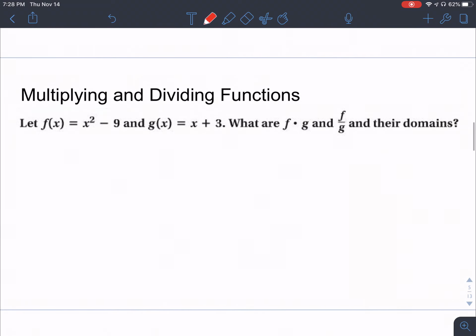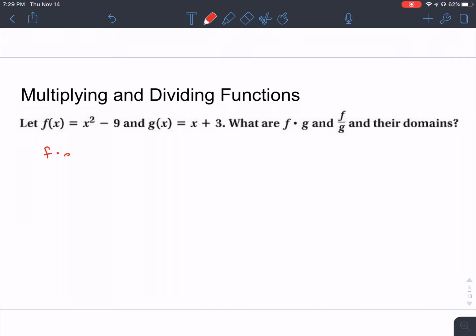All right, let's talk about multiplying and dividing functions. So, if f of x is x squared minus 9 and g of x is x plus 3, what are f times g and f over g and their domains?